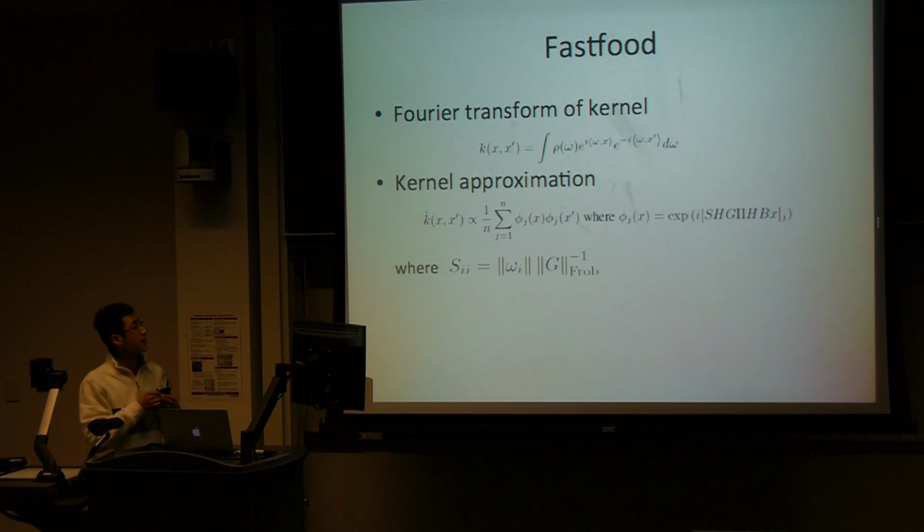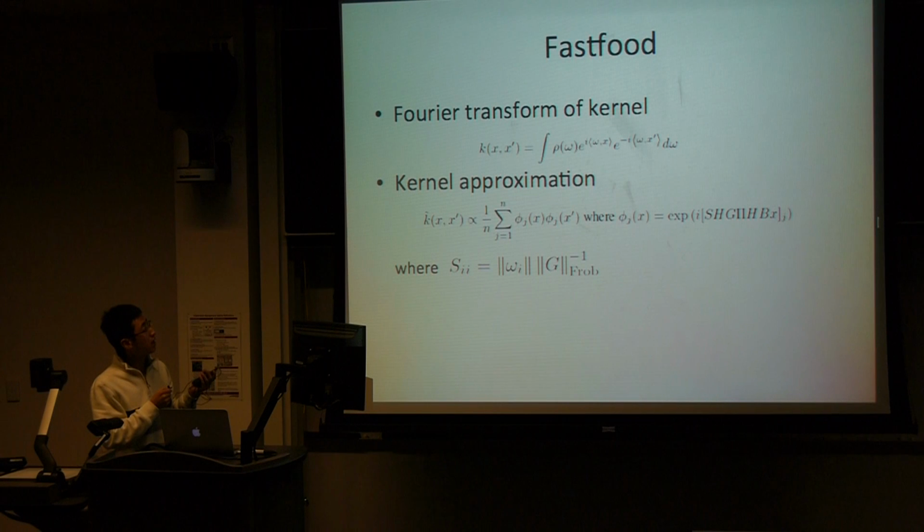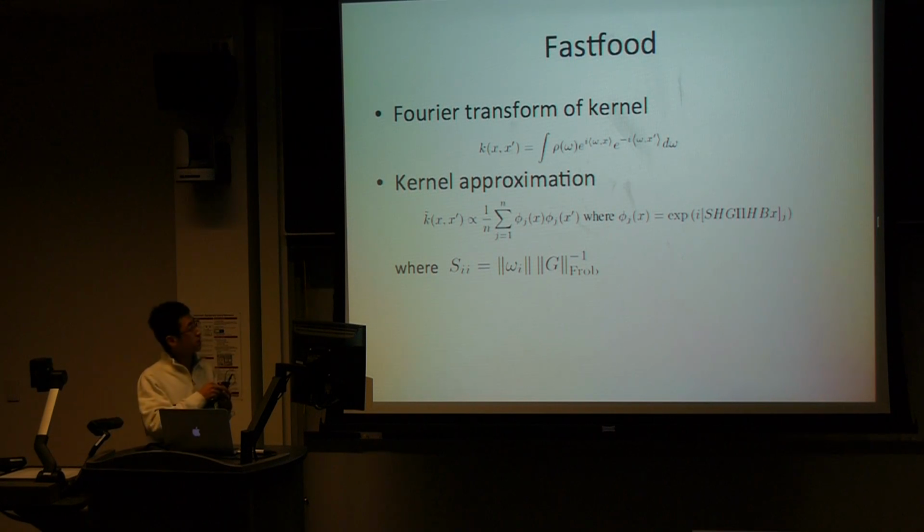So basically, Fastfood takes a Fourier transform of the kernel, where k is the kernel function, and we get a spectrum function rho omega. You can regard rho omega as a probability distribution. Then you can sample the spectrum from this probability distribution, and then you can get the basis function. And here, this is the approximation of the kernel.